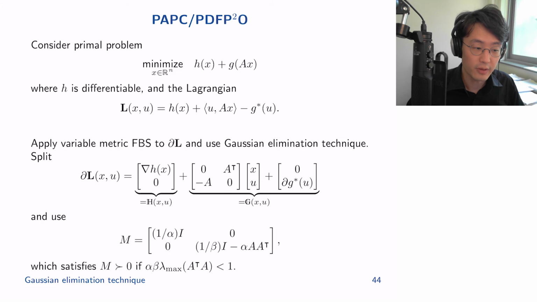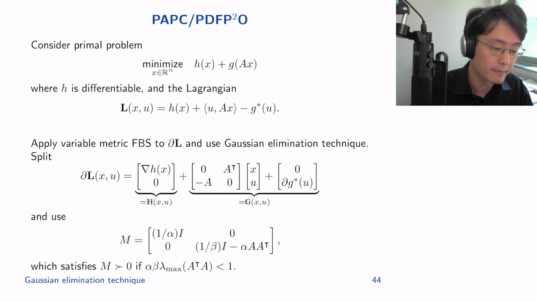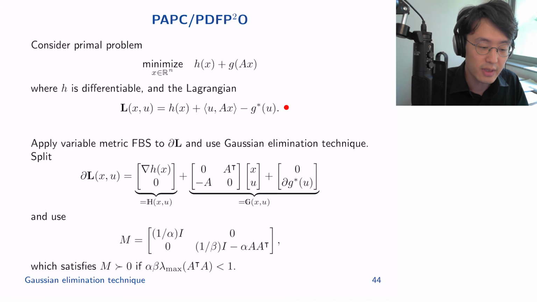Next, let's derive the algorithm PAPC, which also has the name PDFP2O. So we consider this primal problem. We minimize h of x plus g composed with Ax. And here we assume the function h is differentiable and g is just a CCP function. This primal problem is generated by this Lagrangian. We had seen essentially the same Lagrangian before when we were deriving the algorithm PDHG, except in the PDHG setting, there used to be the CCP function f. Now here we have the CCP function h, which in addition to being CCP, is furthermore differentiable.